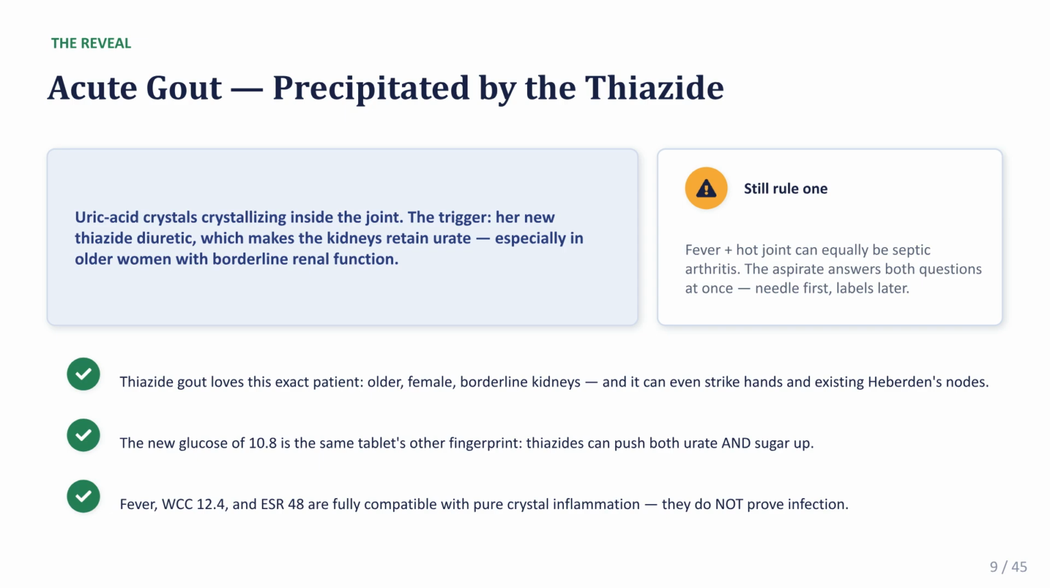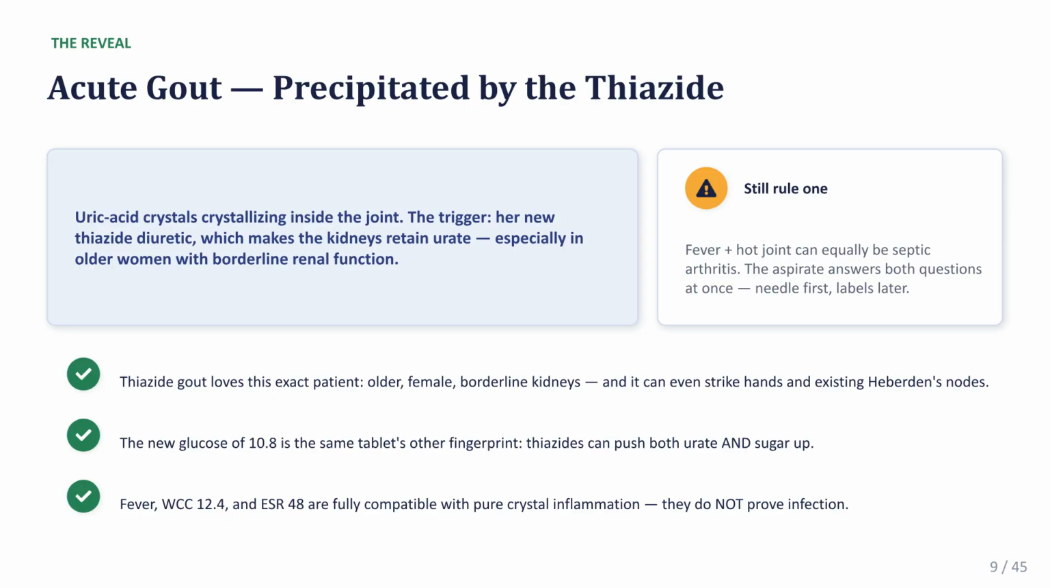The diagnosis is acute gout, precipitated by the thiazide diuretic. Thiazides can increase uric acid levels, leading to crystal formation in the joint. It is a common cause in this demographic. Crucially, we must always rule out septic arthritis first.